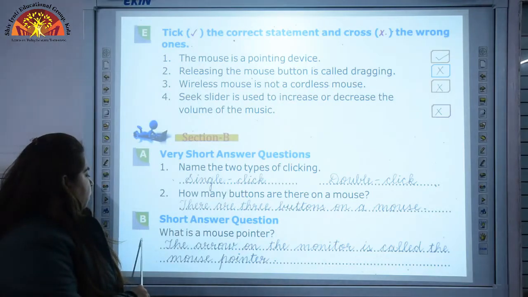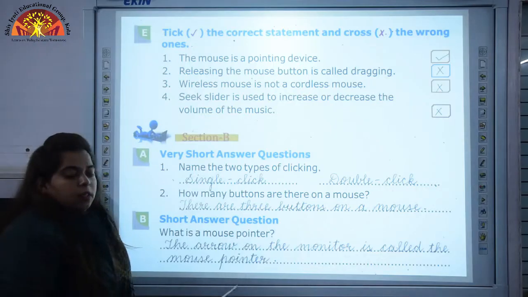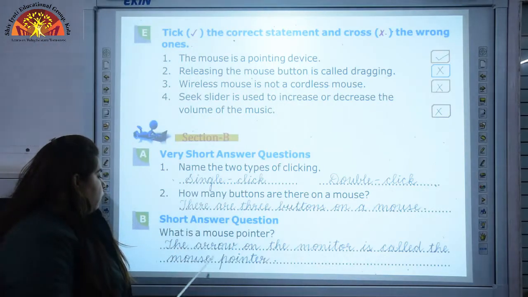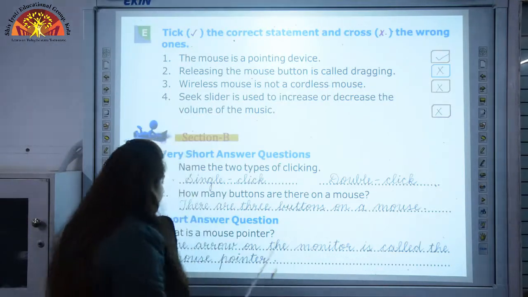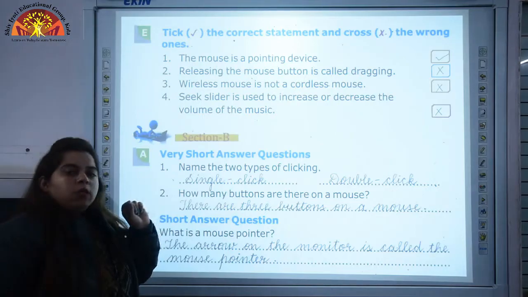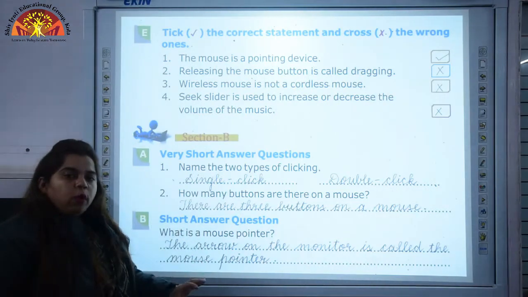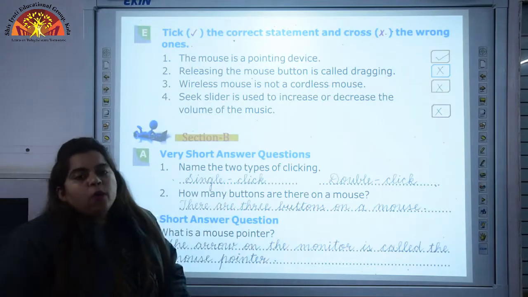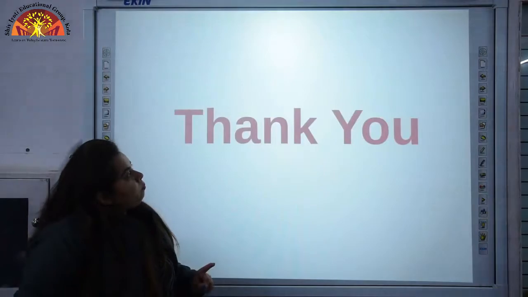Section B, short answer question. What is a mouse pointer? Now, what is a mouse pointer, children? The arrow on the monitor is called the mouse pointer. The arrow which is there on the monitor, that is called the mouse pointer. So the answer is: the arrow on the monitor is called the mouse pointer.